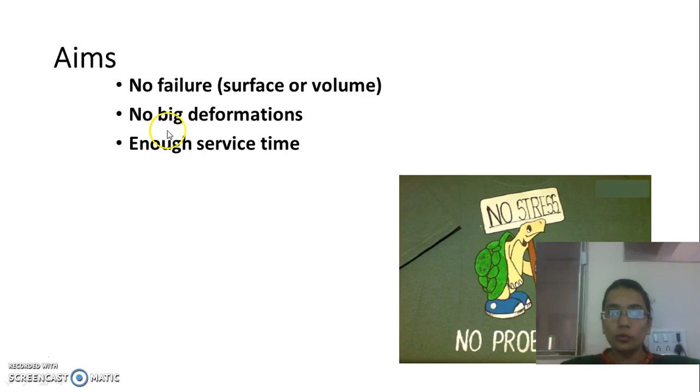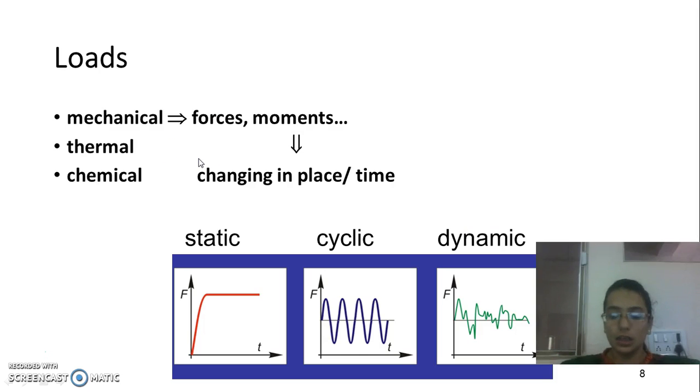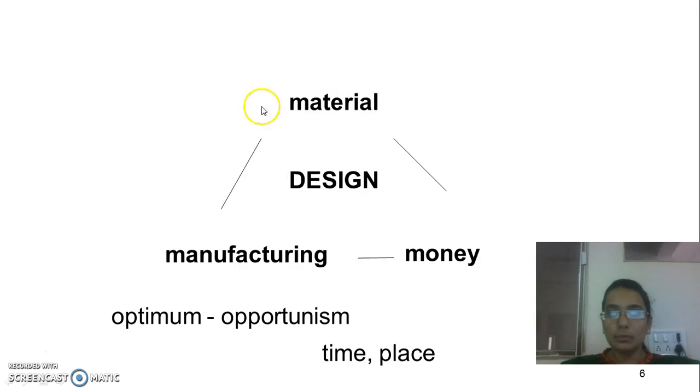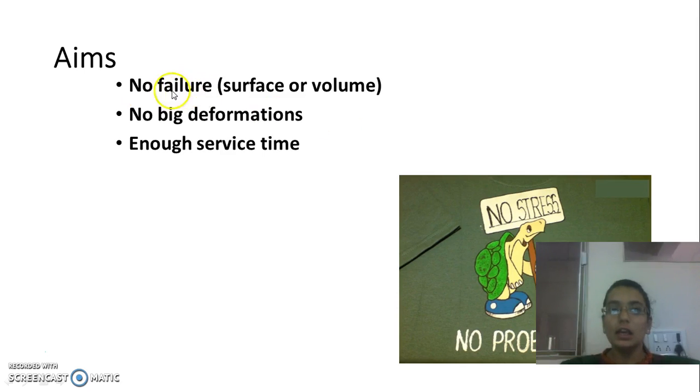The aim is no failures, no big deformation, and enough service time. So for that we can say no stress, no problem. No failure: as we have seen previously, we are considering the material. When the material relations fall, then we can say there is failure of the object. When there is no big deformation and enough service time, then all is well.